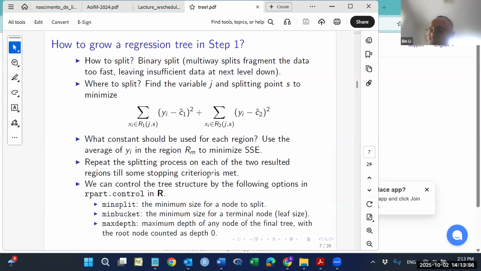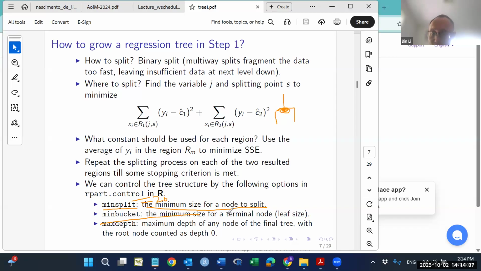Okay, so what are the stopping criteria? The stopping criteria can be like minsplit. In R, there are a few choices. So minsplit is the minimum size for a node to split. Let's say minsplit is 20. That means if you want to have a further split, you need at least 20 observations. If you have less than 20, it stops splitting at this node.